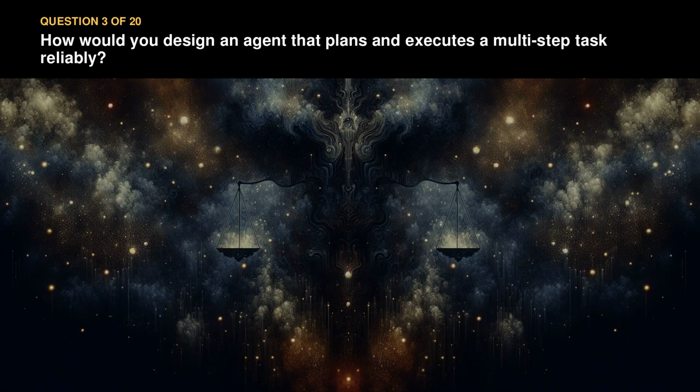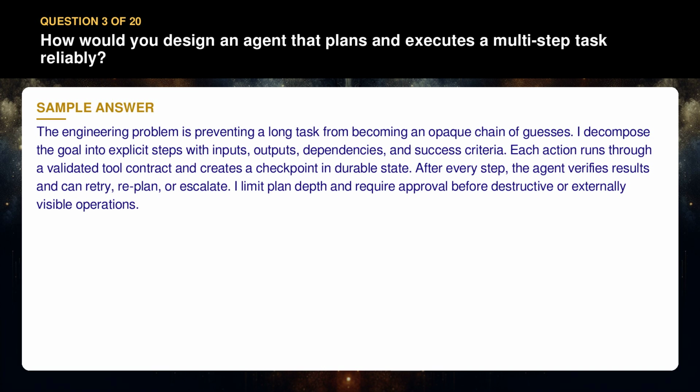Question 3. How would you design an agent that plans and executes a multi-step task reliably? The engineering problem is preventing a long task from becoming an opaque chain of guesses. I decompose the goal into explicit steps with inputs, outputs, dependencies, and success criteria. Each action runs through a validated tool contract and creates a checkpoint in durable state. After every step, the agent verifies results and can retry, replan, or escalate. I limit plan depth and require approval before destructive or externally visible operations.